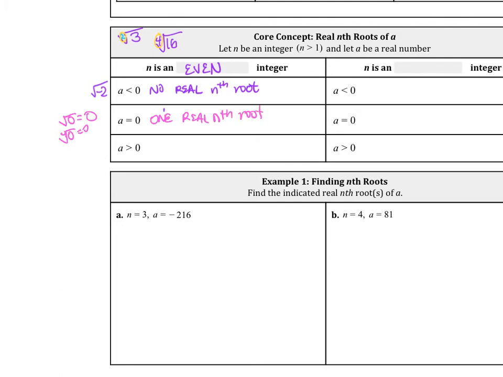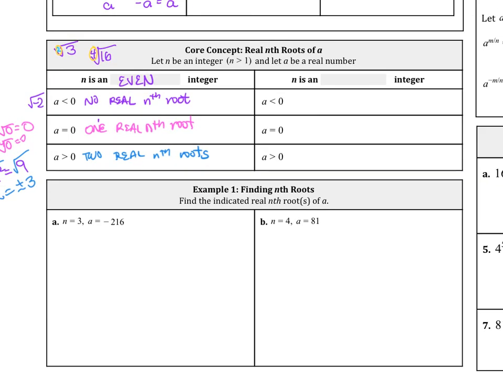Now let's look at when a is greater than 0. If we are solving for x squared equals 9, for example, we take the square root. Remember that when we take the square root, x equals plus or minus 3. So we get 2 real nth roots. Just like in this example, anytime there's an even index, we have to remember to put the plus or minus there because there are 2 real nth roots. Now let's take a look at the odd integer.